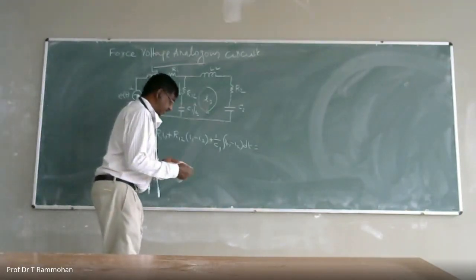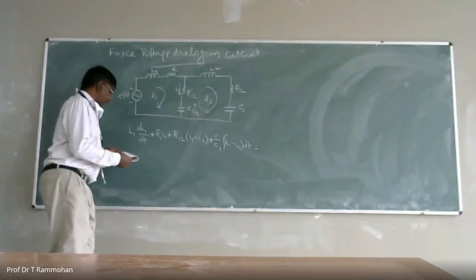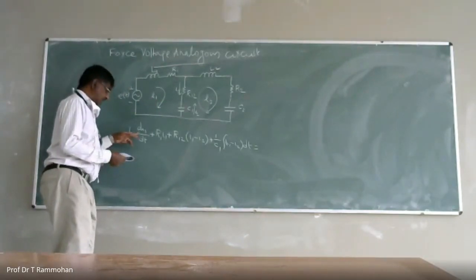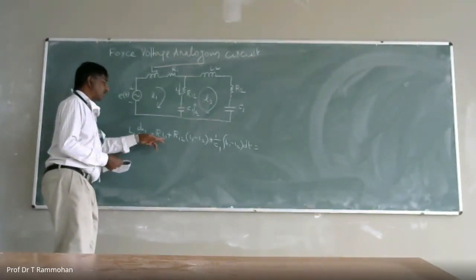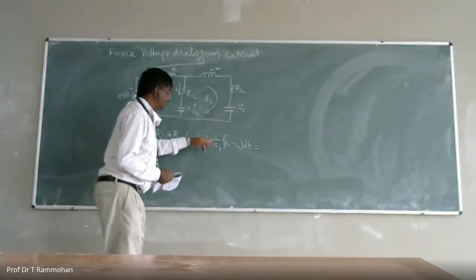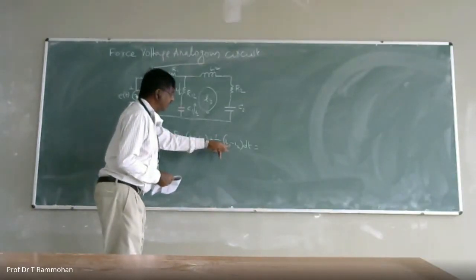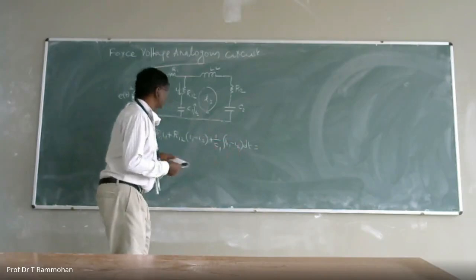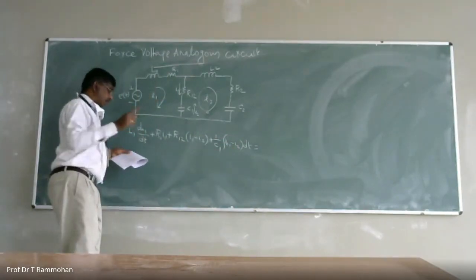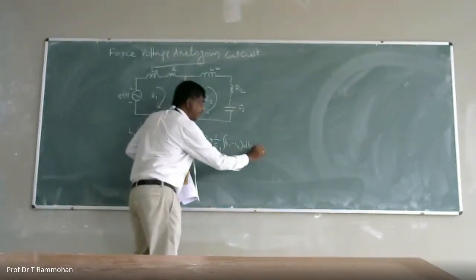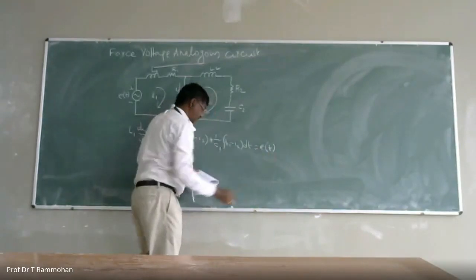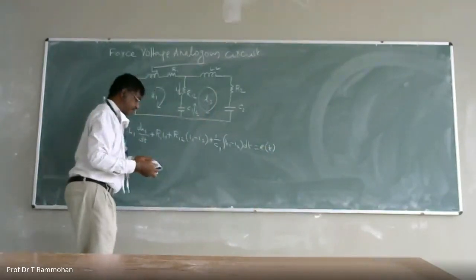Right, sir. We will continue. So, L1 di1 by dt plus R1 I1 plus R12 (I1 minus I2) plus 1 by C1 integral (I1 minus I2) dt. What is the applied voltage here? Applied voltage is E of t.